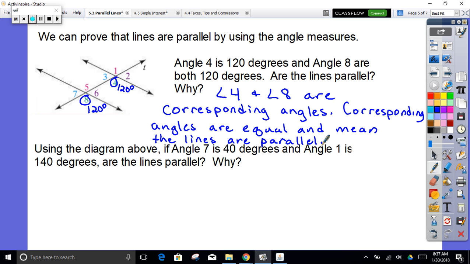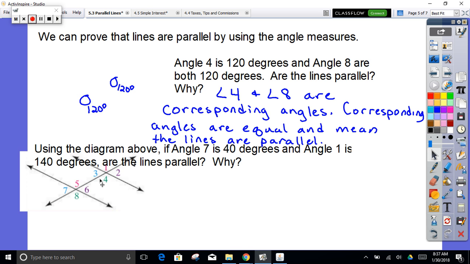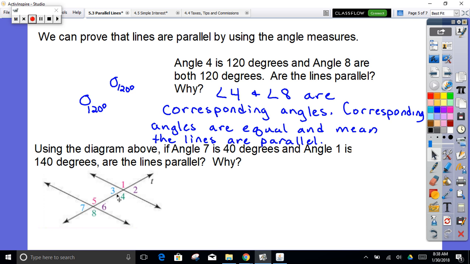If angle 7 is 40 degrees, so we are going to now, in fact, you know what I'm going to do, and you guys might even want to redraw it. I'm going to take this and just move it down there because this is not the same as that. We're going to forget that we said those angles are 120 because we're going to use different numbers now. So if you want to redraw another one, you can do that.